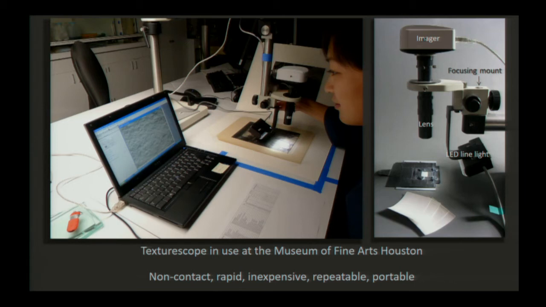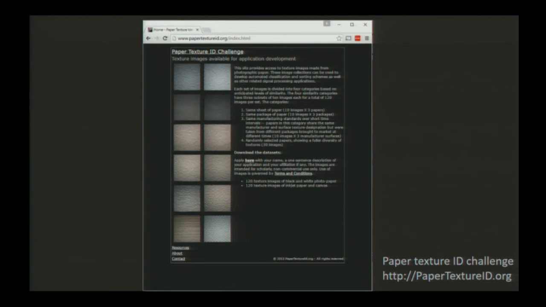And we just took that leap of faith that these two-dimensional raking light images from textures were going to be an adequate basis to make an algorithm. And one of the ways that we did it to promote this is we put a training set up on the web. If you feel like you have a paper texture algorithm in you, you're inspired by this talk, you can go to papertextureid.org, download the training set, and build a classification algorithm. And that classification training set is the exact training set that we gave to the teams that Rick brought together at MoMA.